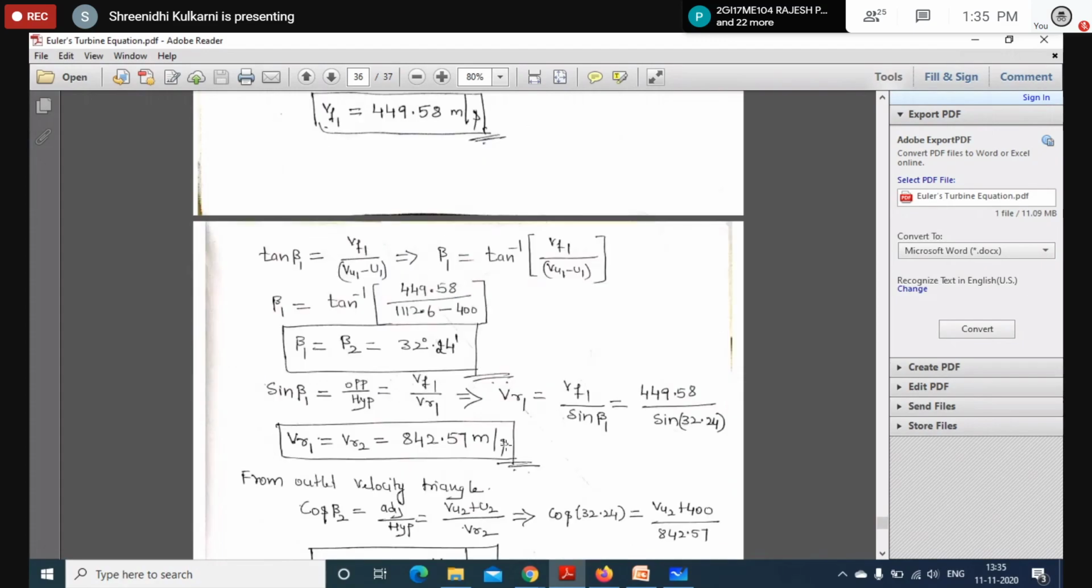Next, find out what is relative velocity by using the same inlet velocity triangle. So substitute what is sine beta 1.